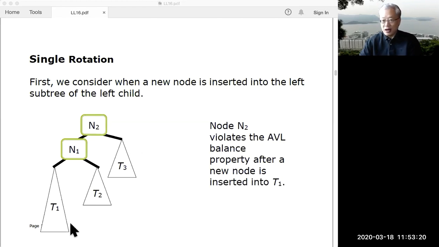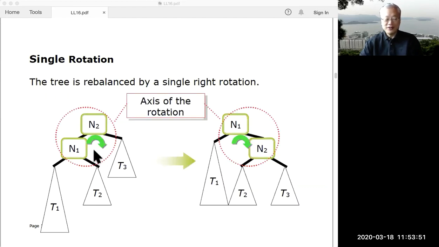Now, of course, we have to be very, very careful. Even if a new node is inserted into T1, we don't always need to do rotation, right? We only need to do rotation if we really need to. That is, if N2 has a problem. That is, the height from here to here is at least two more than the height of T3, okay? So we need to keep track of the height. If that happens, then we do rotation. Now this is called single right rotation, okay?